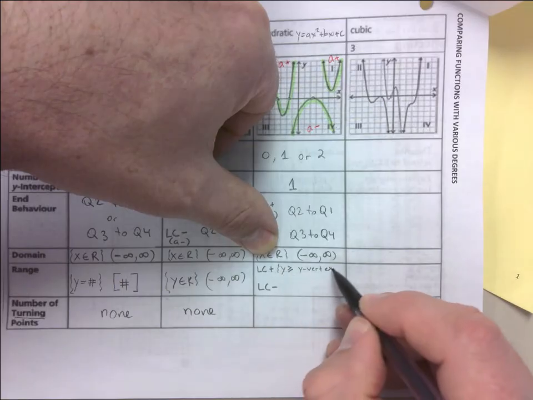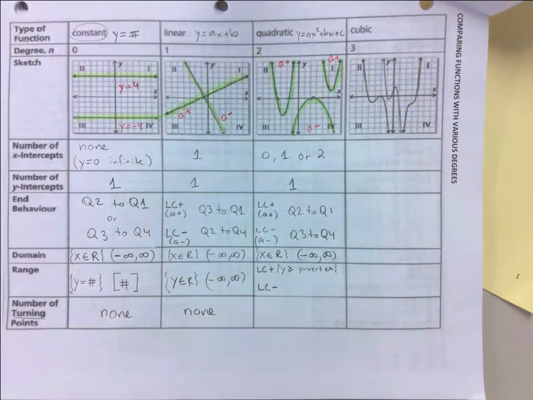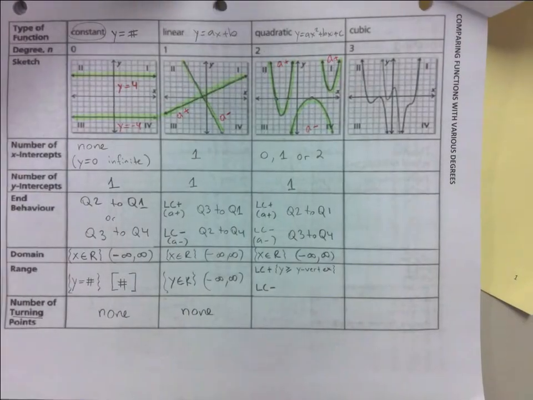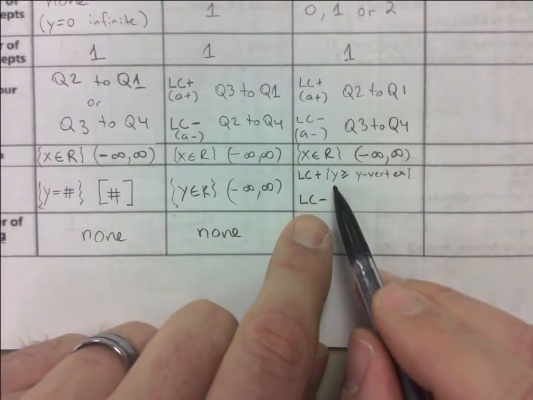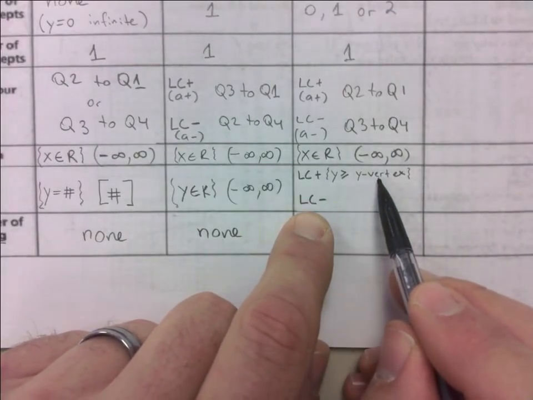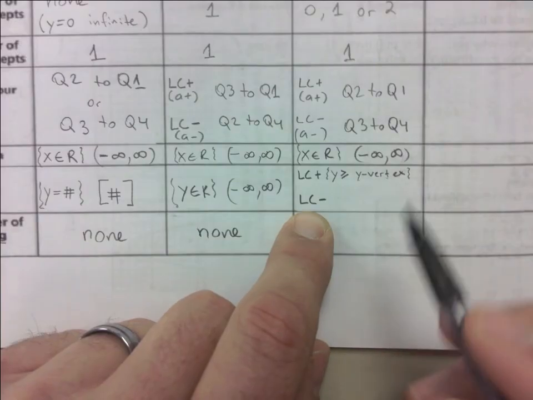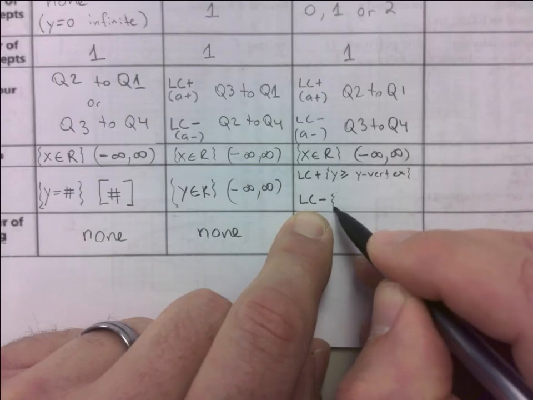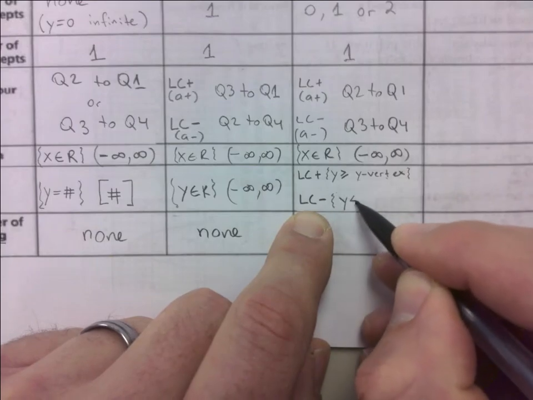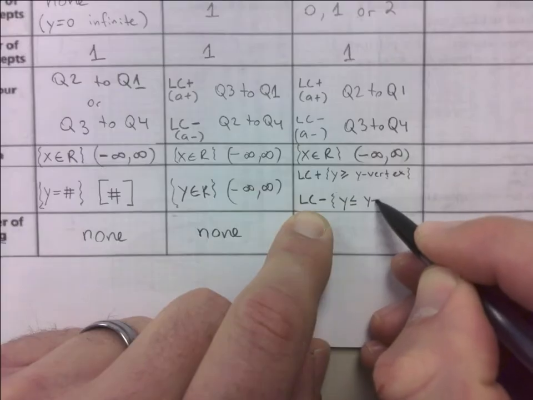I'm going to go squiggly brackets like this. Let me zoom into that part, okay? Y is greater than or equal to the y value of the vertex. If the leading coefficient is negative, y is less than or equal to the y of the vertex.